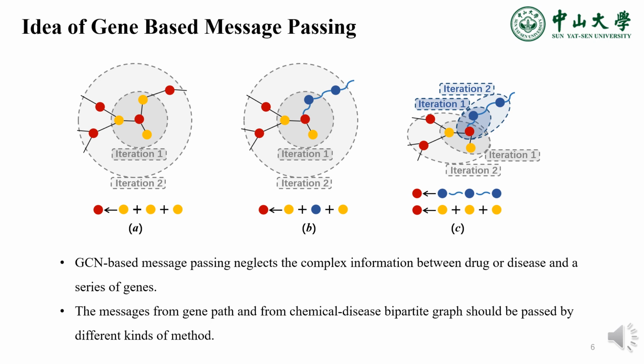So in our work, we separate the message passing process on the drug disease bigraph and on the gene path. We employ long short-term memory, LSTM, to perform message passing along the path. The hidden state of the terminal node in the path is regarded as the message that aggregates all information of this path. That means in a path from genes to a disease or drug, the hidden state of the drug or disease node can capture the information of all genes on the path.